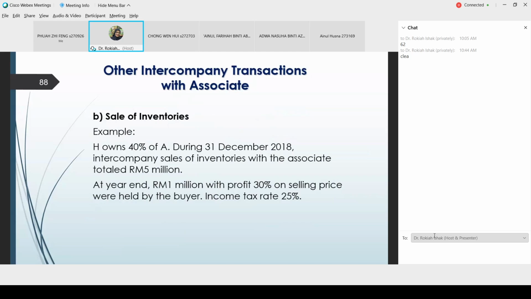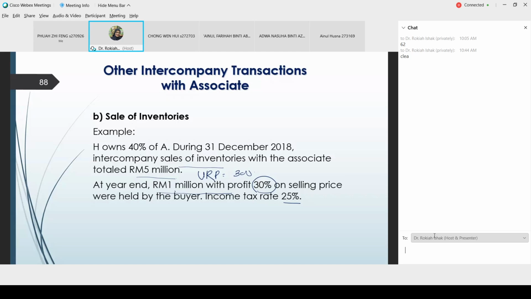Then the next example is sales of inventory. H owns 40% of A, and the sale of inventory to the associate is 5 million. At the end, they have 1 million as ending inventory. The URP here: the 1 million is not yet sold, with a profit of 30% of the selling price, and the income tax is 30%. So your URP here is 300 because the 1 million with a profit of 30% remains in the ending inventory.